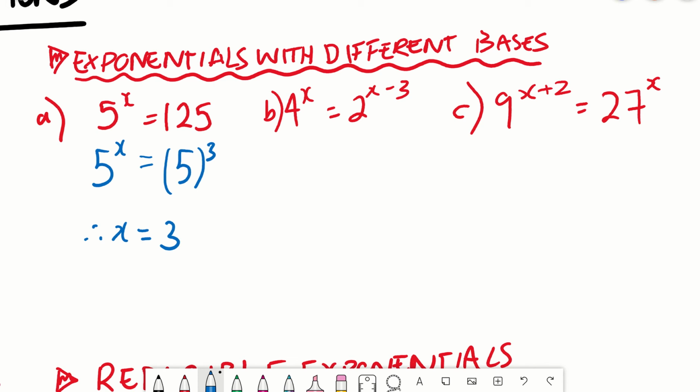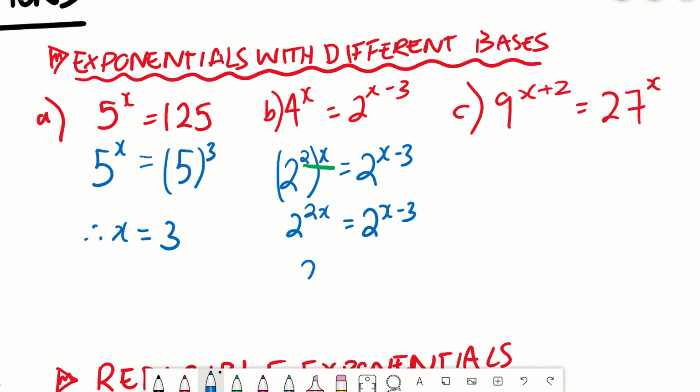So this next one, 4, that's 2 to the power of 2. And then that is to the power of x is equal to 2 to the power of x minus 3. Using our index laws, when we have brackets, we would times. So I could go one more line and say, that's just 2 to the power of 2x equals 2 to the power of x minus 3, which gives me just 2x equals x minus 3. So if I bring the x over, I get 2x minus an x equals negative 3. So x equals negative 3.